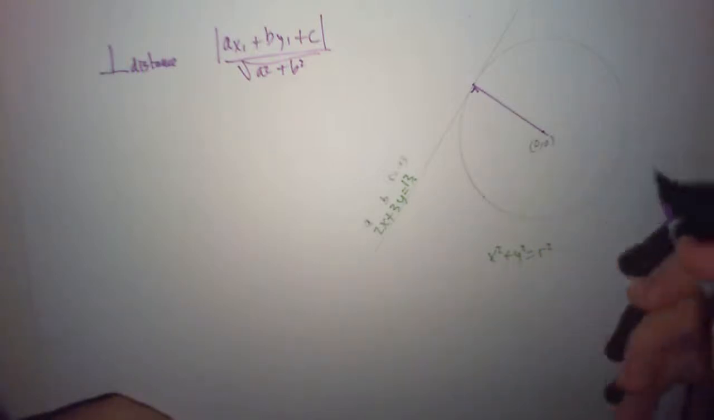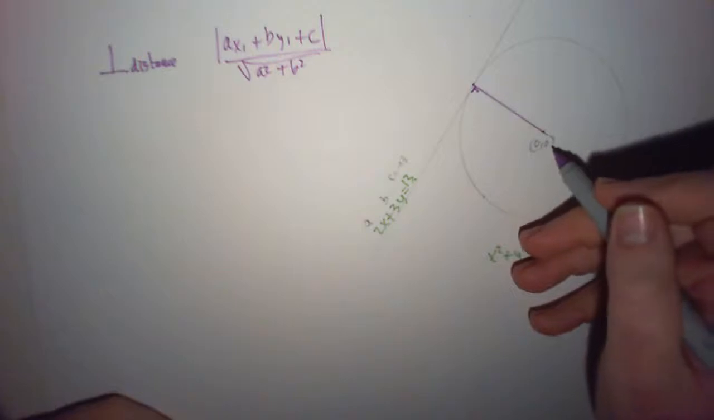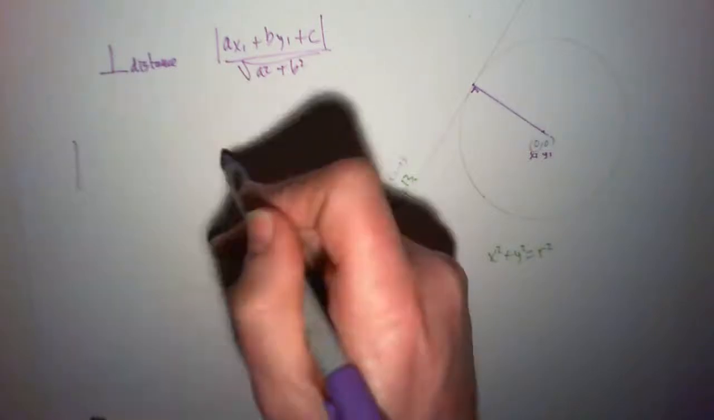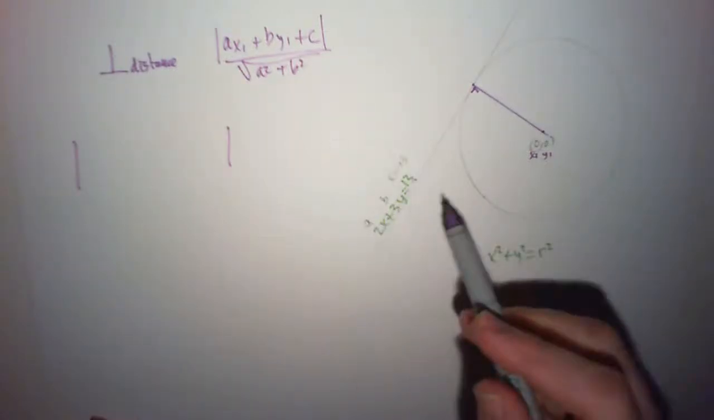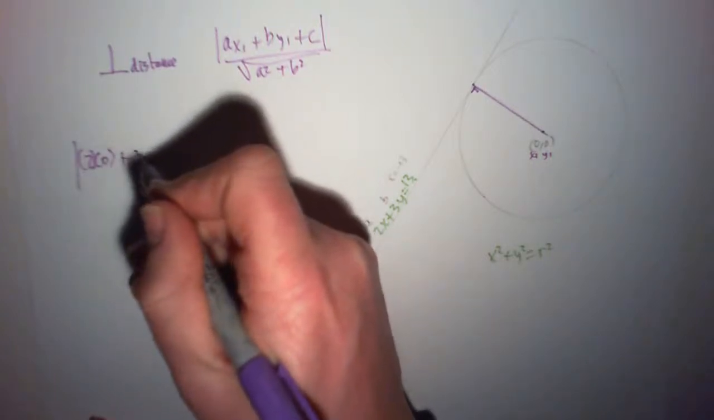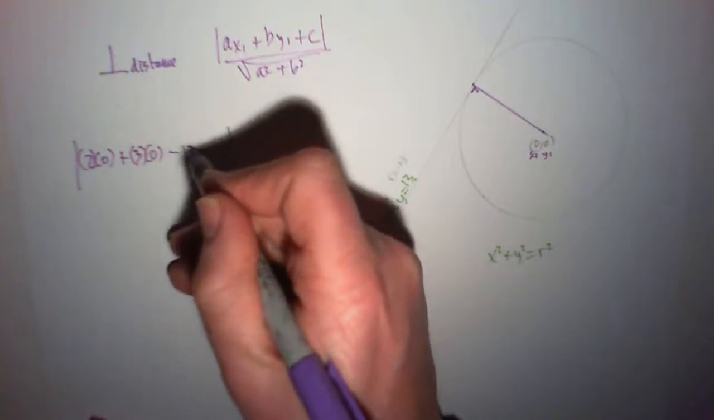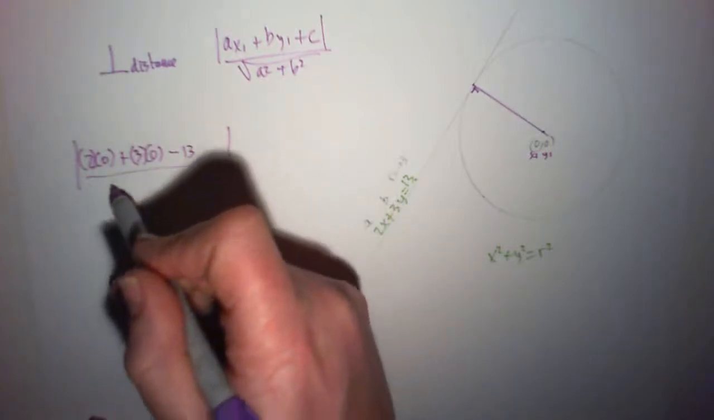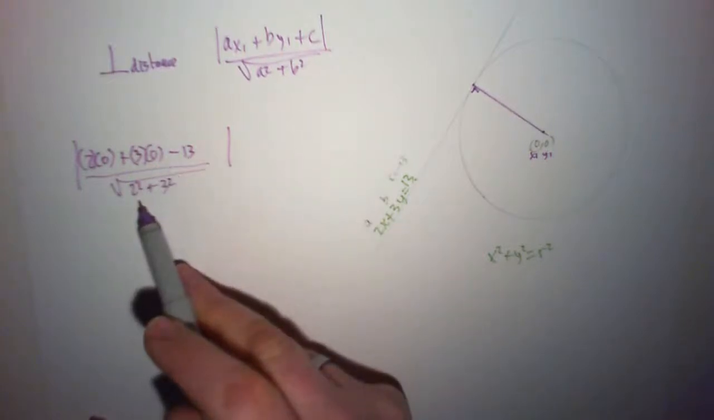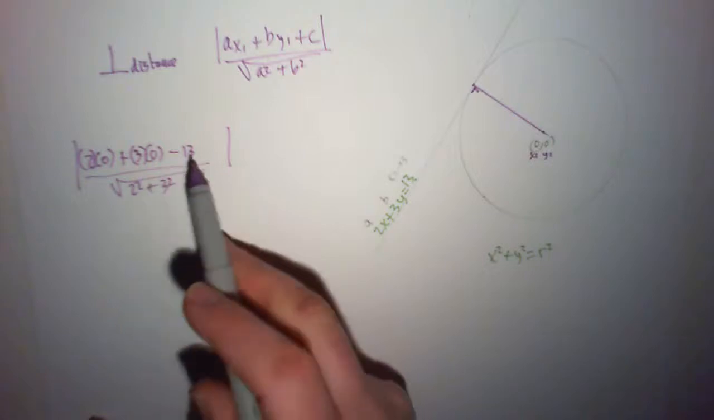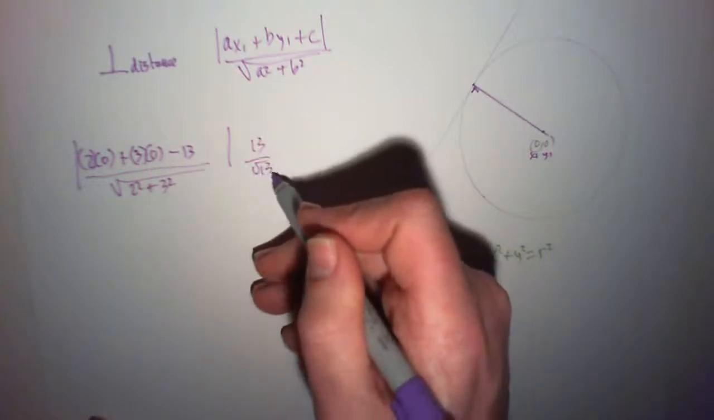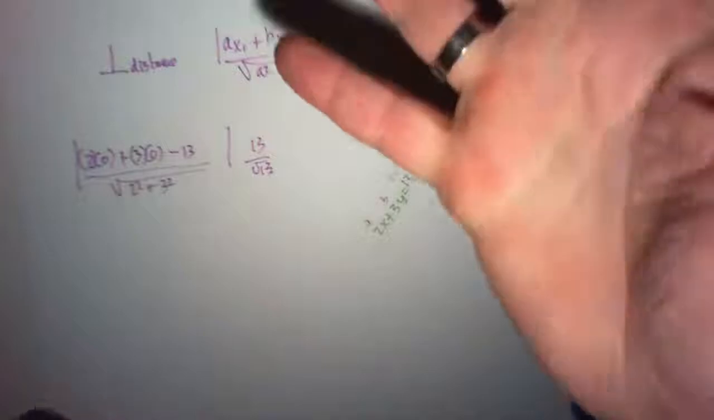We need an x1 and y1. Well, that's going to be easy. It's going to be 0 and 0. So let's pop them all into this formula. We have the absolute value of 2 times 0 plus 3 times 0 minus 13, all over the square root of 2 squared plus 3 squared. So that's minus 13, which with the absolute value is 13, over the square root of 13.